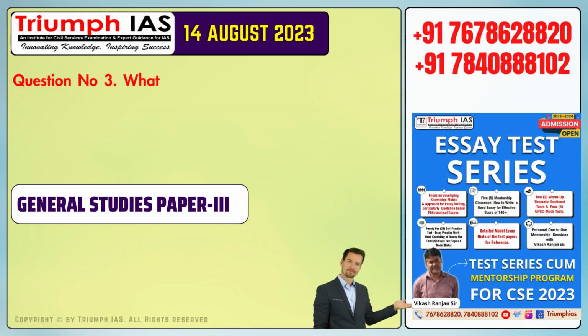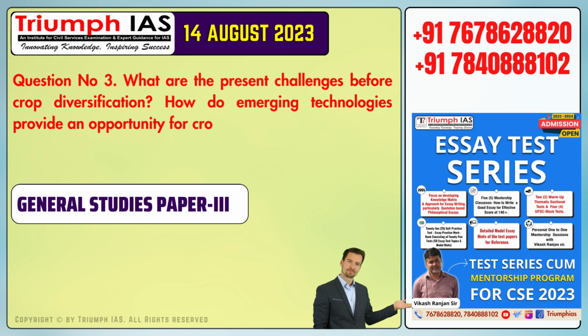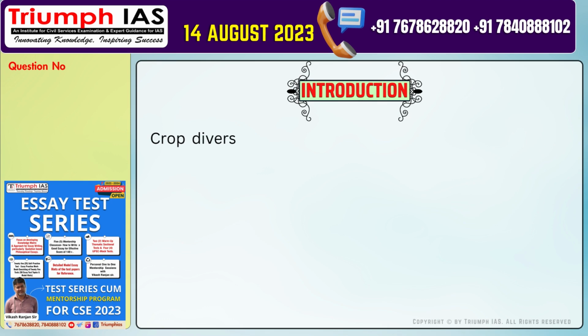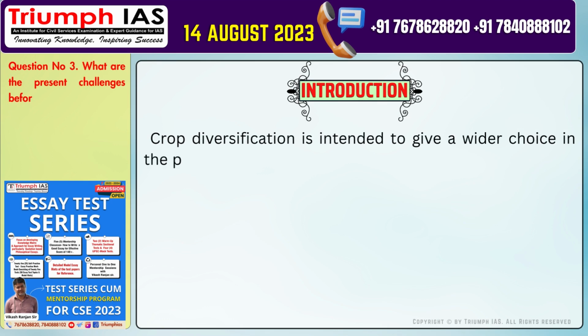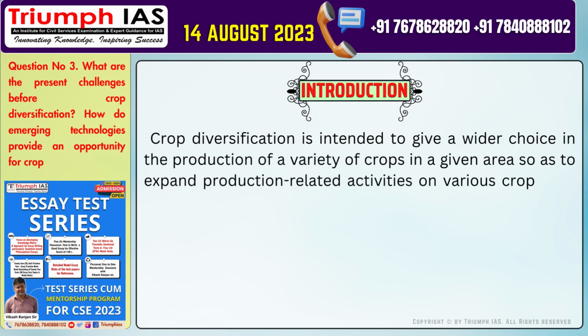Question number 3. What are the present challenges before crop diversification? How do emerging technologies provide an opportunity for crop diversification? Let's start with the introduction of the answer. Crop diversification is intended to give a wider choice in the production of a variety of crops in a given area so as to expand production-related activities on various crops and also to lessen risk.